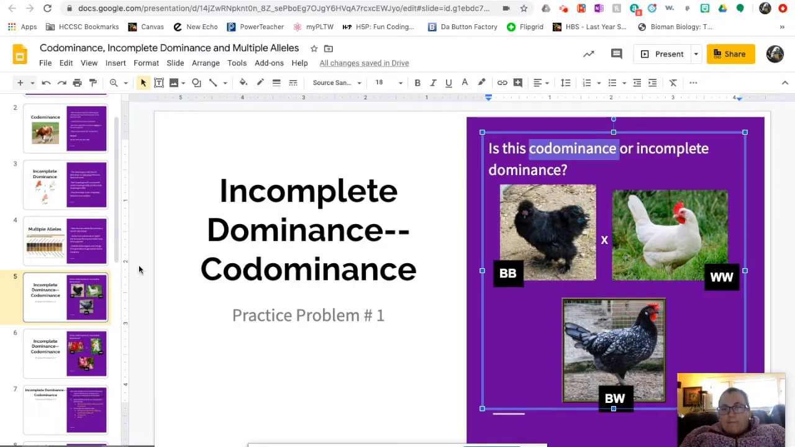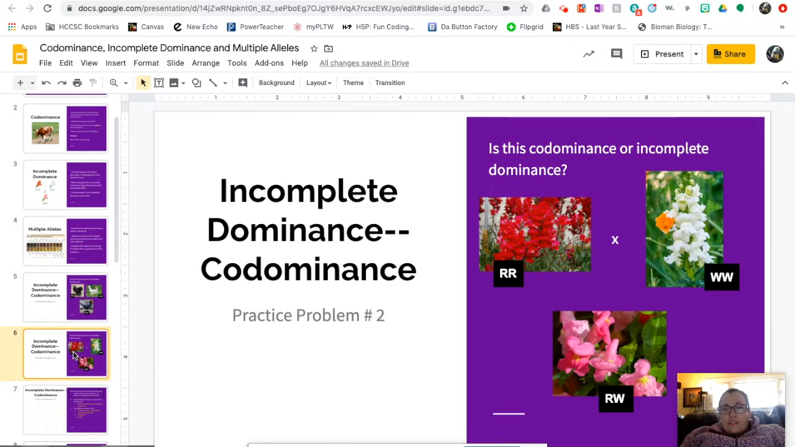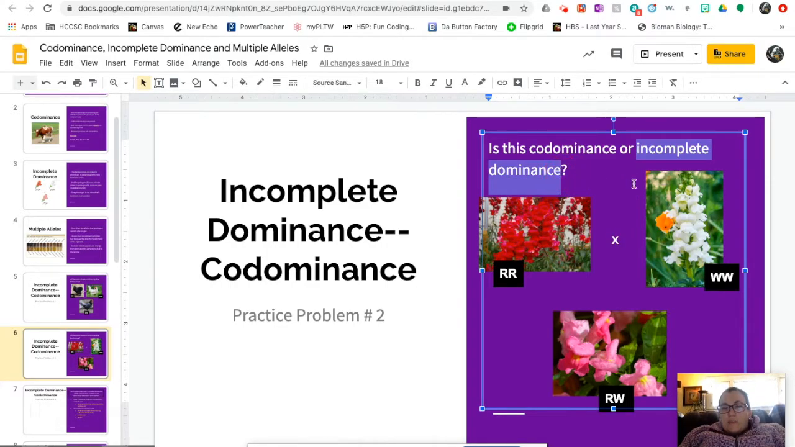Then you'll see the difference on this next one, where we use the same types of letters for the genotype, but the offspring down here is a blending of the two parents. And so when you see a blending, that is going to be incomplete dominance because this red is not completely dominant over the white.